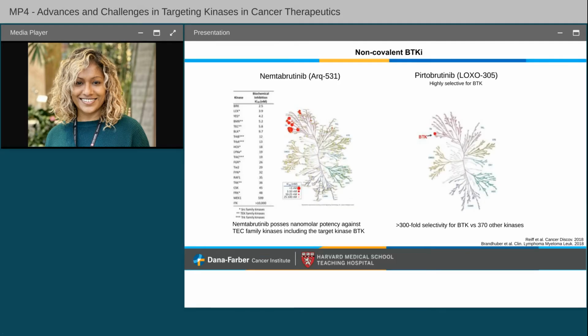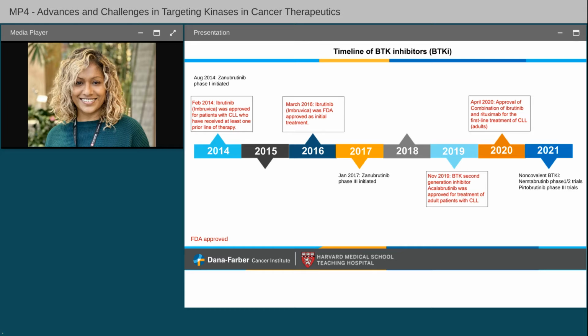And here you can see the kinome profile of the two non-covalent inhibitors. And as shown in the graphs, pirtobrutinib is much more selective for BTK compared to nemtabrutinib, with 300-fold selectivity for BTK versus 370 other kinases. So this is a timeline of the BTK inhibitors so far.